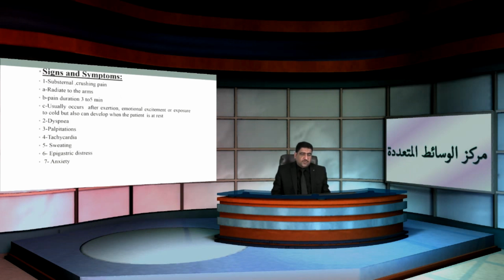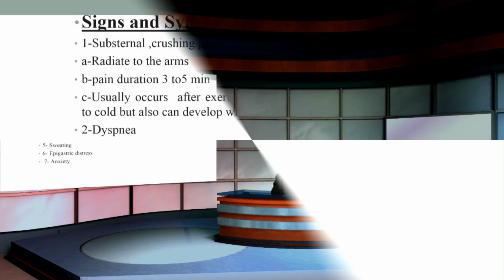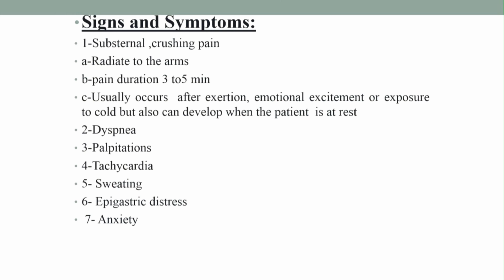Signs and symptoms of angina pectoris start with substernal and crushing pain. Substernal and crushing pain. The characteristic of the pain: it radiates to the arm, sometimes to both arms. Pain duration is 3 to 5 minutes, and it usually occurs after exertion, emotional stress, or exposure to cold, but it can also develop when the patient is at rest.